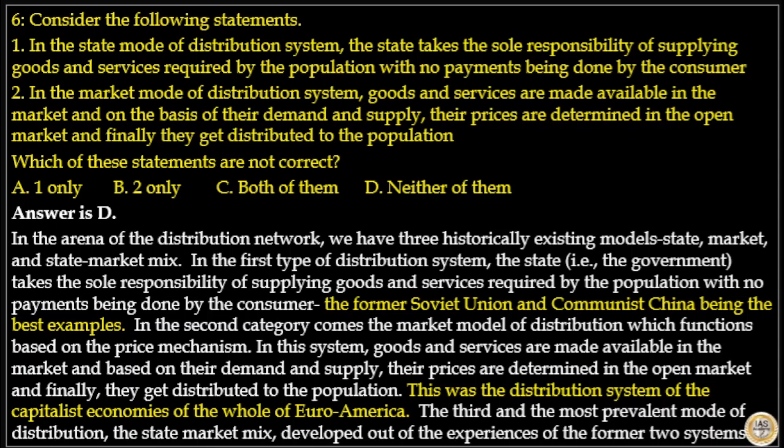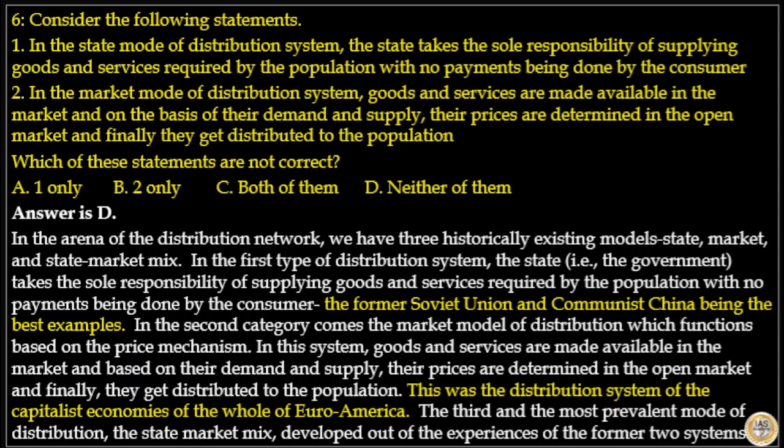In the arena of the distribution network, we have three historically existing models, that is state model, market model and state market mix models. The first type is shown in the first statement, that is state model. The former Soviet Union and Communist China being the best examples of state model. And second statement shows the market model. This was the distribution system of the capitalist economies of the whole of Europe and America. The third and the most prevalent mode of distribution is the state market mix model, developed out of experience of the state market systems.